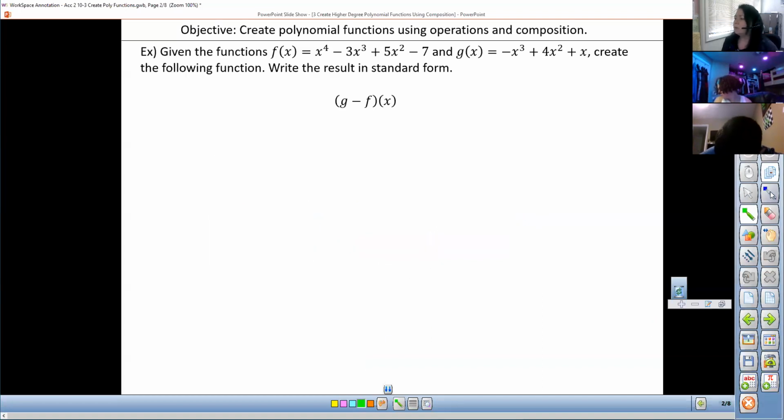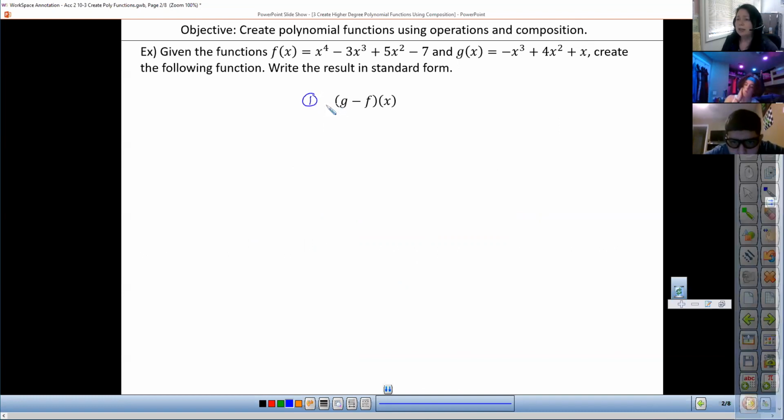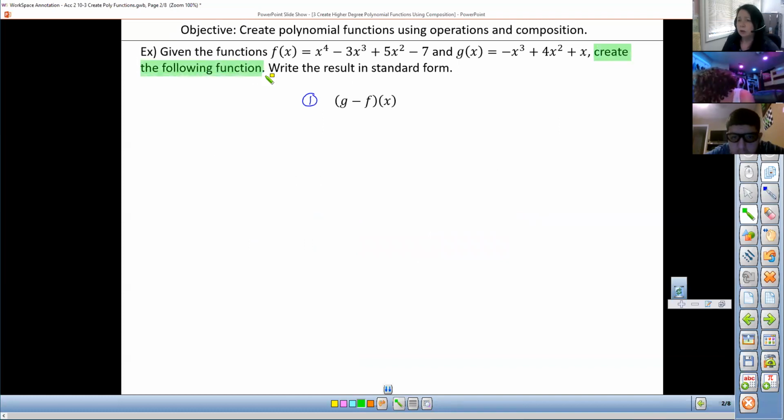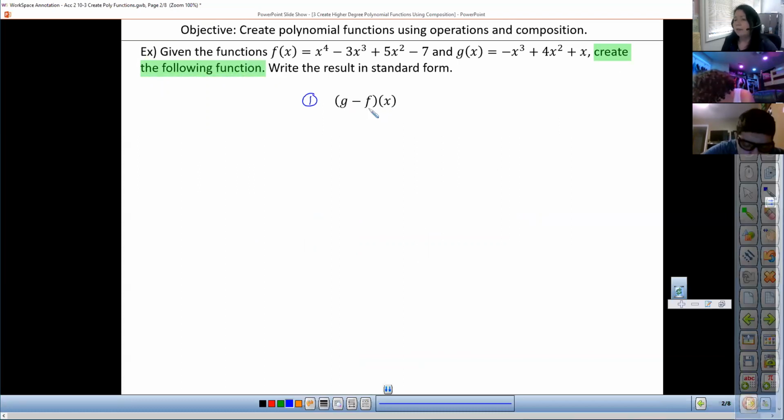All right, some people were a little confused by this. So I just want to point out that you are putting this into your notes, but this is given to you. This is the function that we're being asked to create. So when it says create the following function, this information, g minus f of x, is given to you in a problem. You're having to put it into your notes a lot of the time to make sure that people are not working ahead and they're paying attention to the lesson.